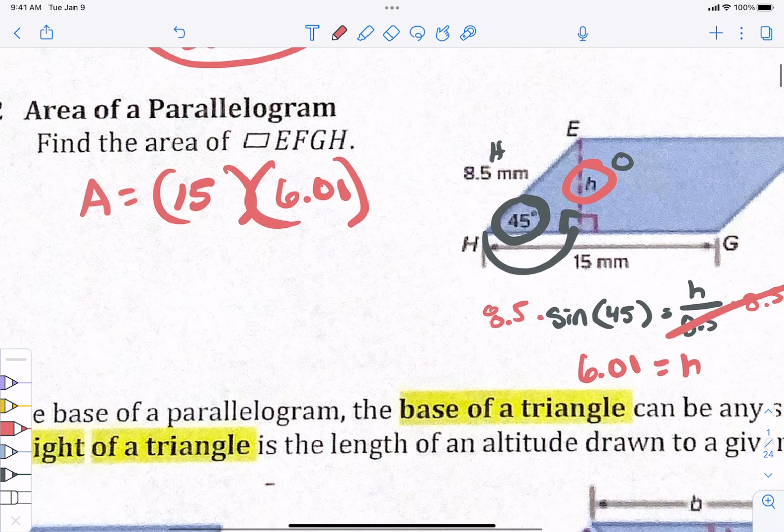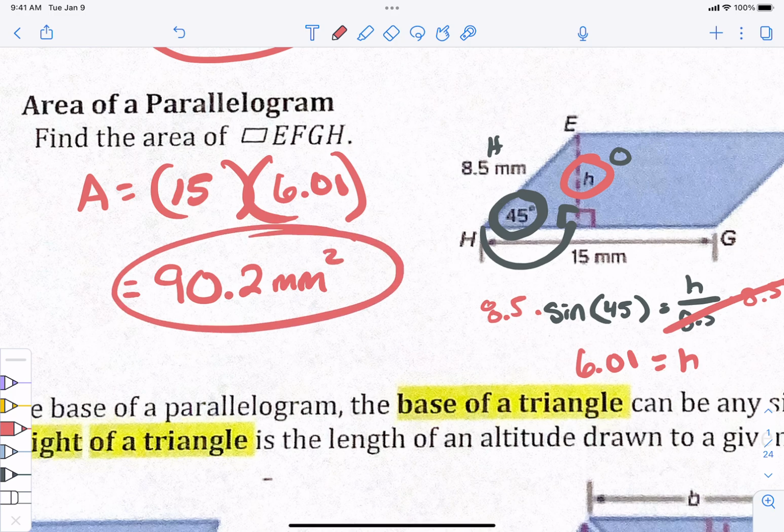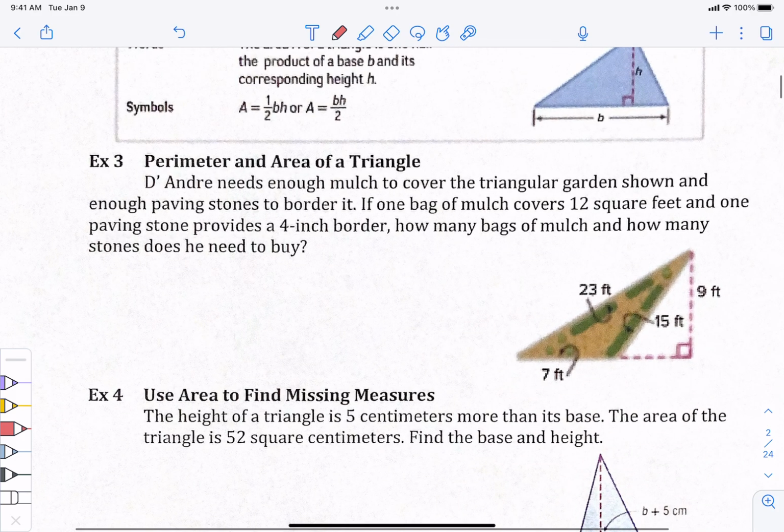And we take that times 15 because base and height. And it was like 90.2, and that is millimeters squared. Okay. Good. Happy with that? All right, this is more stuff about triangles. Let's go to the backside.